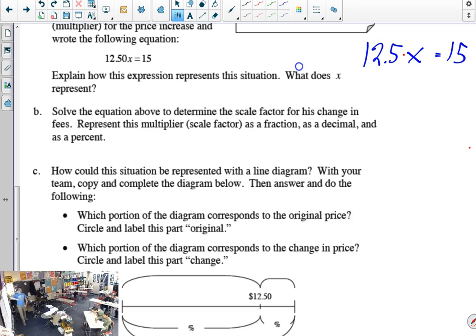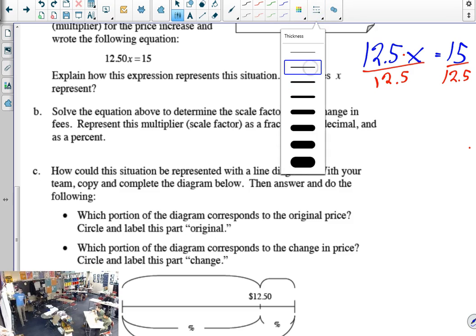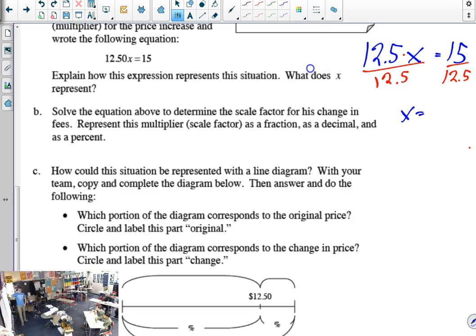Yep, because this is multiplication, and we actually do it on both sides. And I get an x value. I think you did the division backwards. So make sure you did 15 divided by 12.5. 1.2.